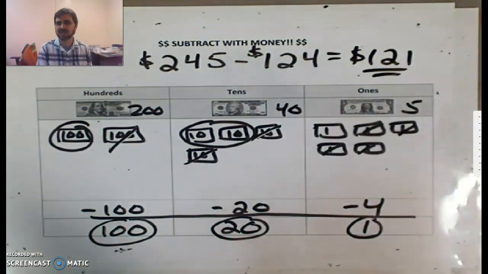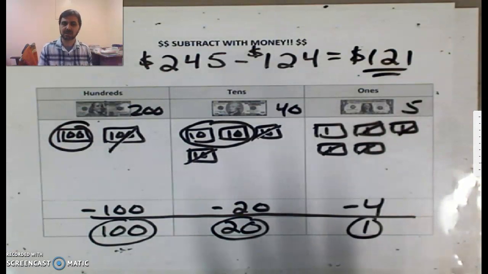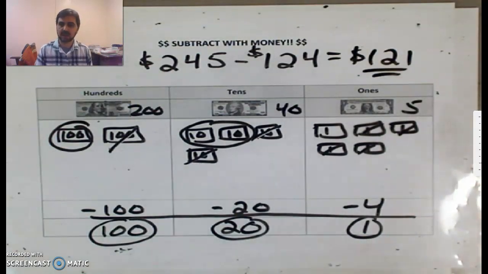Okay? That's pretty straightforward, right? It's very similar to what we've been doing with base 10 drawings. It's just that we're thinking of it in terms of money now, okay? All right, let me show you a couple more, and then there'll be a few for you to practice, and that'll be it for today, okay?